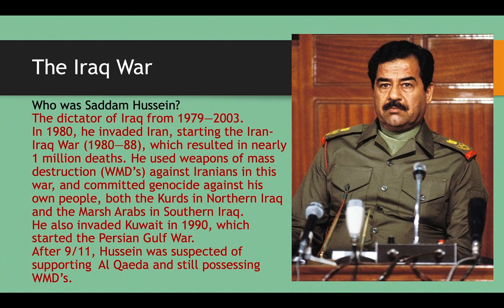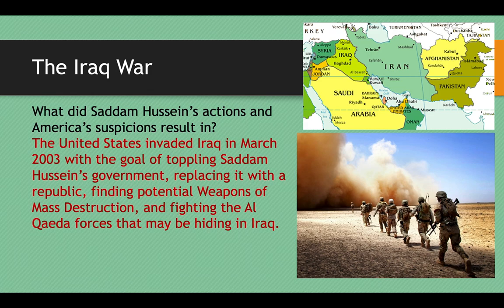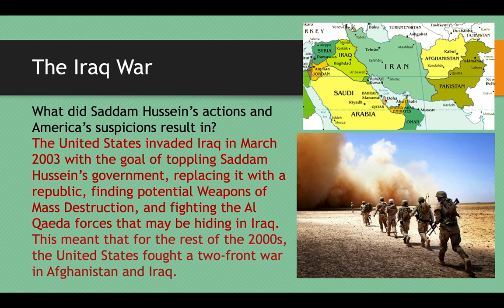And then after 9/11, Hussein was suspected of supporting al-Qaeda and continuing to possess WMDs. And especially in the post-9/11 world, where we are very afraid of terrorist attacks from extremist people from the Middle East, we began to see Saddam Hussein as very much a threat. So as a result of Hussein's prior actions and America's suspicions, the U.S. invaded Iraq in March of 2003. This was called Operation Iraqi Freedom.